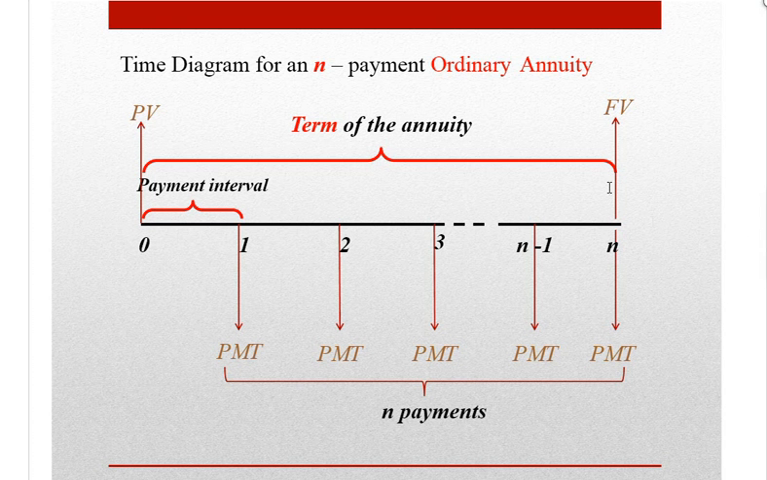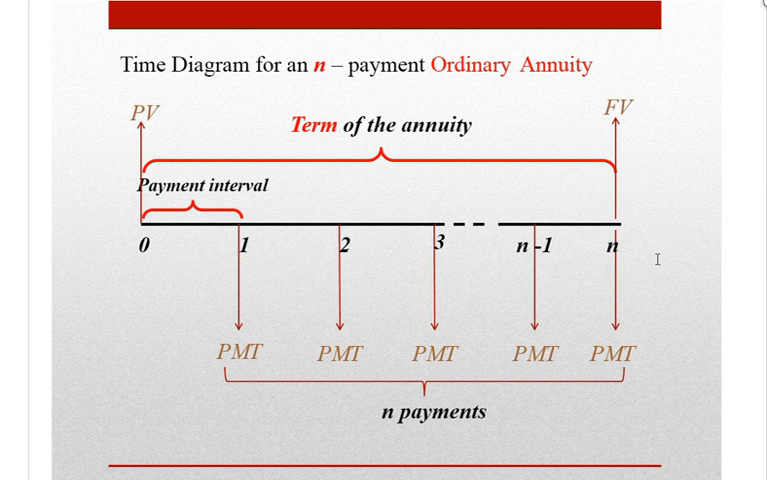Cash flow diagram for an ordinary annuity. We generally want to show end payments, and then the first payment is at the end of the first payment interval, at the end of second payment interval, and last payment at the end of end payment interval. Then at time 0 is present value. At the end of the term of annuity, we have future value. This is the term of annuity, and those are the end payments.